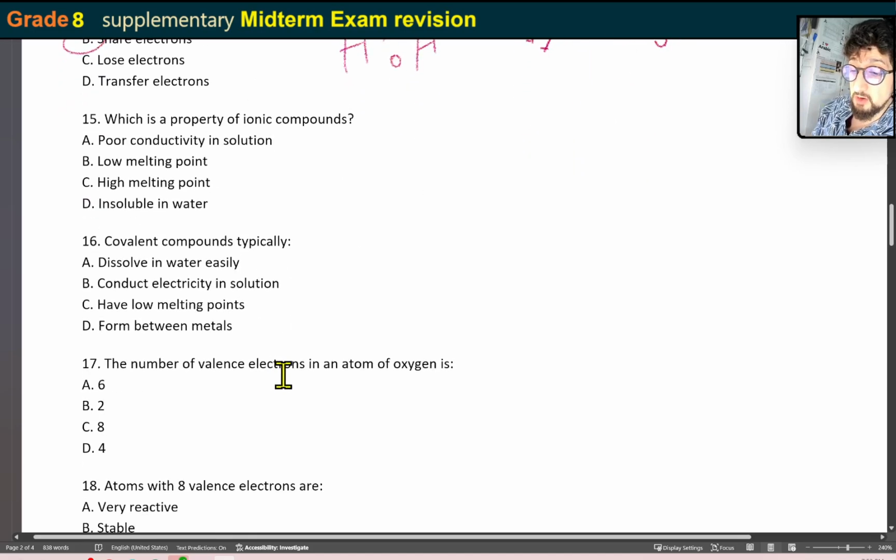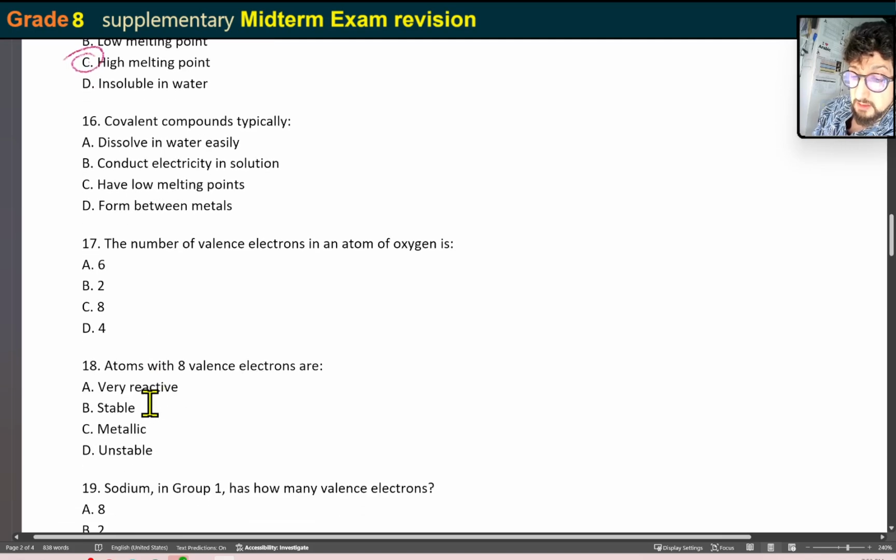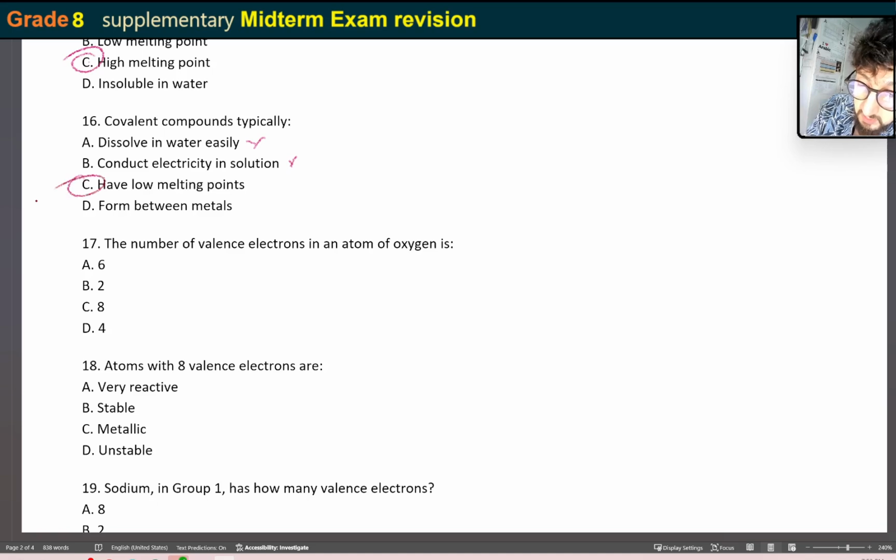Which is a property of ionic compounds? Ionic compounds have good conductivity in solutions. They have high melting points, so not that one, not those. Yep. Covalent compounds typically dissolve in water easily. No, they don't. Conduct electricity in a solution. No, they don't. Have low melting points. Yes, they do. And form between metals. Absolutely not. So covalent compounds typically have low melting points. If you want to think about it, for example, plastics are covalent compounds and they melt quite easily.